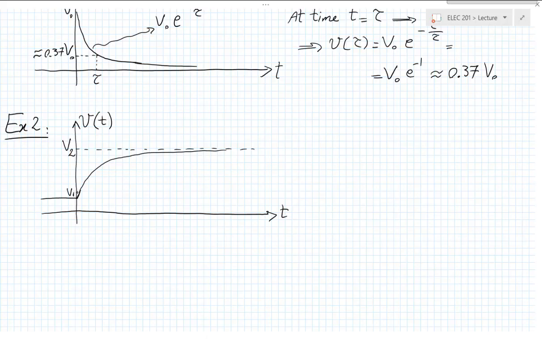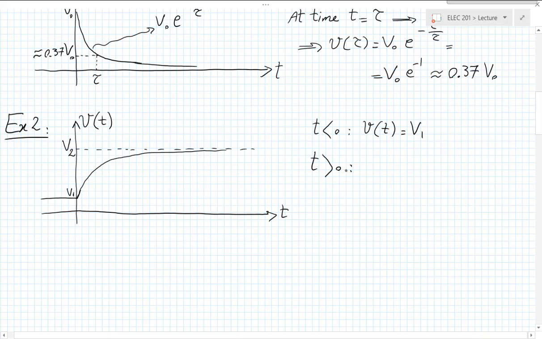Okay, let's see. So first of all, for t less than 0, this signal V of t is simply V1. It's a constant, right? But after 0 it starts growing and eventually reaches a final value V2. This could happen, for instance, in the charging behavior of a capacitor. Okay, so I'm trying to inspect and see what the form of this function is.